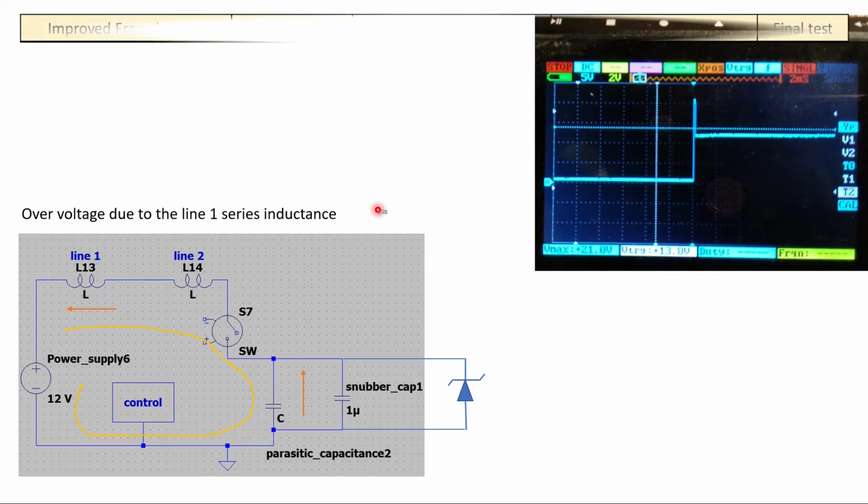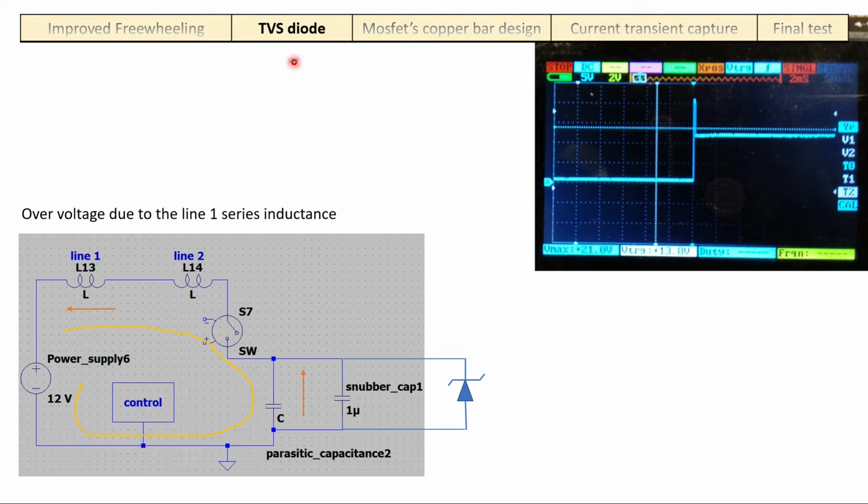Another advantage is for the TVS diode. The TVS diode is placed here. So if you reduce the voltage across the MOSFET, you reduce the voltage across the diode. So less energy is wasted through the TVS diode, and the diode is also saved from extra power dissipation.